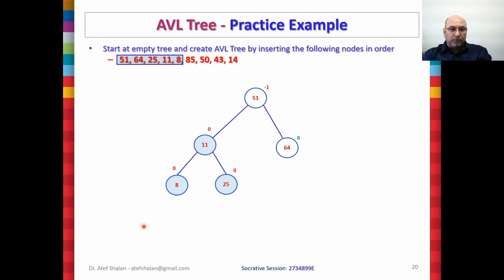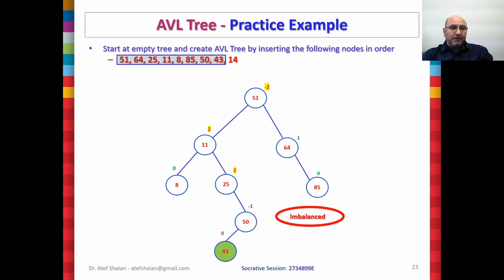I just restructure those 3, and I get the 3 now balanced. If I calculate the balance factor again for all the nodes, it will be 0, 0, 0 over here. And now the 51 is balanced because it is -1, which is acceptable according to the height balance property. Moving forward, now I want to insert the 85, which again will not make any difference. The tree is still balanced. Now I want to insert 50. Again, that does not really make a big difference. The tree is still balanced.